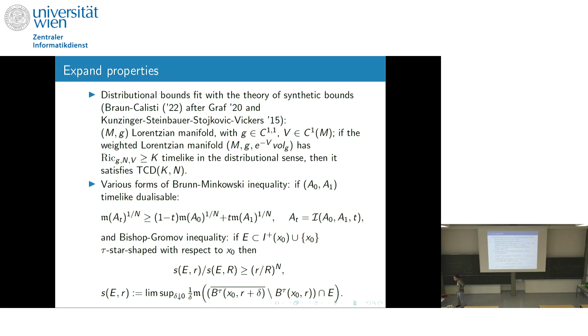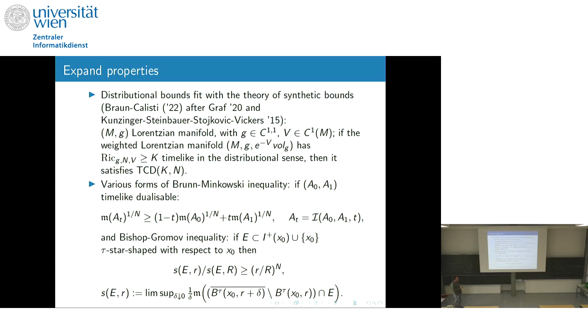It fits with these distributional definitions, and you can also deduce some nice geometric inequalities. Here I have written down the Brunn-Minkowski inequality, which takes the following form. If you have a couple of Borel sets, A0 and A1, that are in a timelike relation, so they are timelike dualizable. This means that we take the definition we have seen before for probability measures, applied to the reference measure restricted to A0 and A1 and renormalized. So you associate to A0 and A1 the two probability measures, and you ask them to be timelike dualizable, meaning there exists a timelike transport plan moving mu0 to mu1.